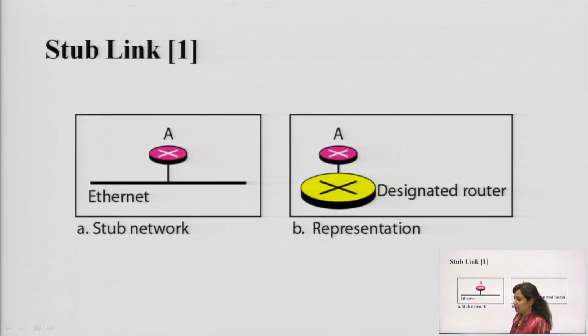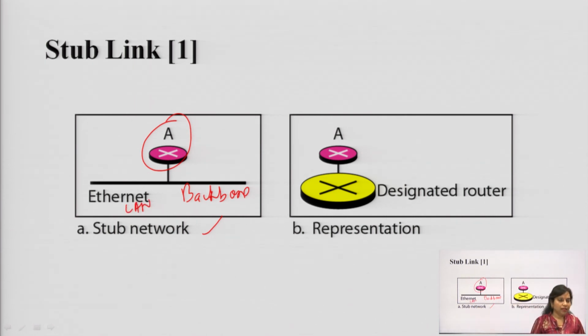Next one, third one, is the stub link. What is a stub link? This is a stub network. Now, you can see that it consists of a single router which is connected to this backbone Ethernet. Ethernet is nothing but a kind of LAN, which has been established in a very small area, in an office. So, that is the case for a stub network, which exists in a single small network only.